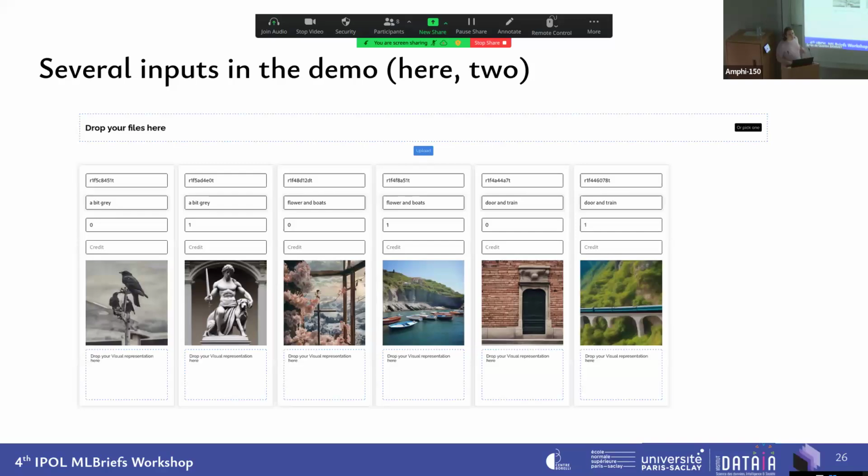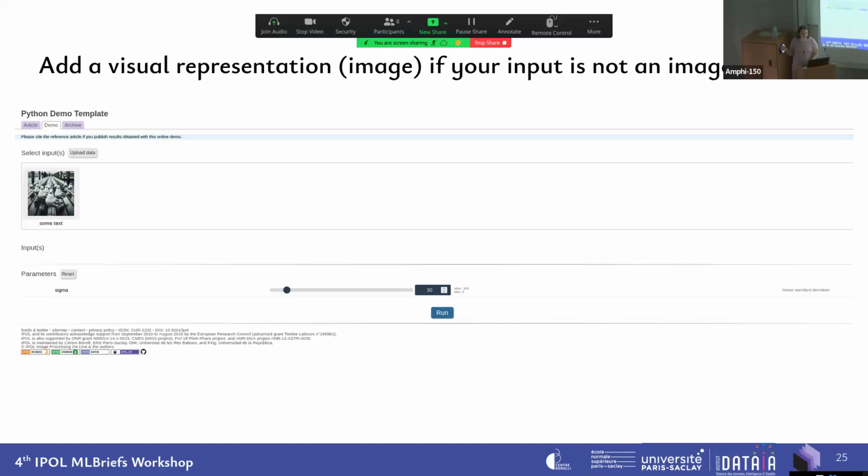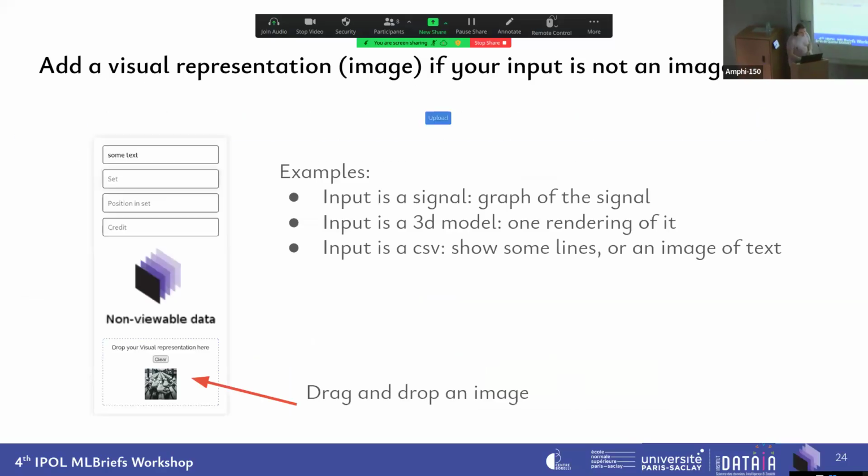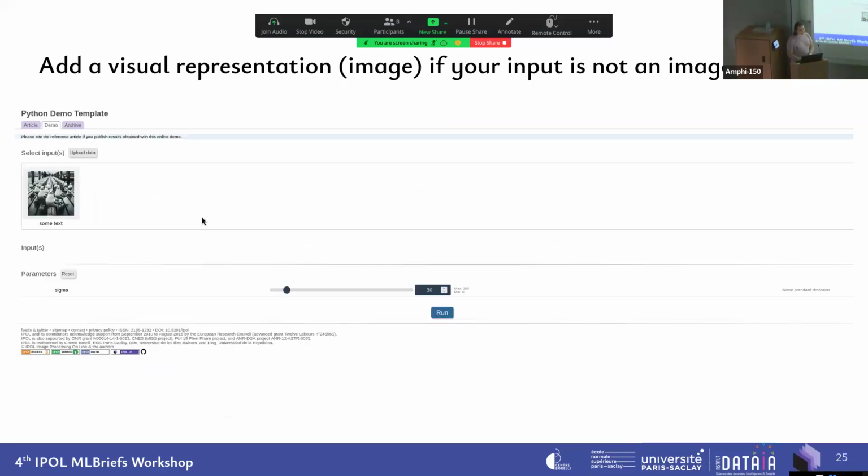So up to now, you've been using one input in the demo, for instance one image, and you get the results. But in some cases, you might need several inputs at the same time. For instance, if you are working on registration, the user should upload 2 images, and the algorithm will find links between the 2 images and try to match them together. For this demo, you need 2 inputs at the same time. To do this, you will use the set and position in set.